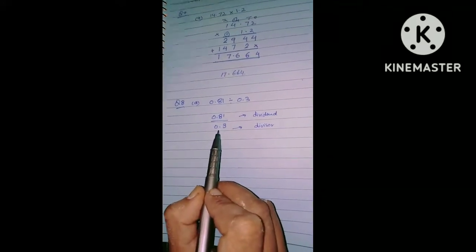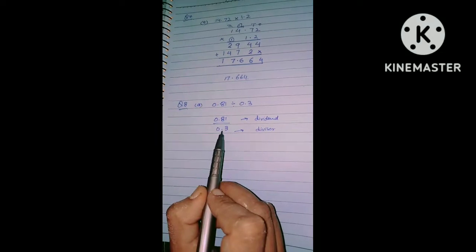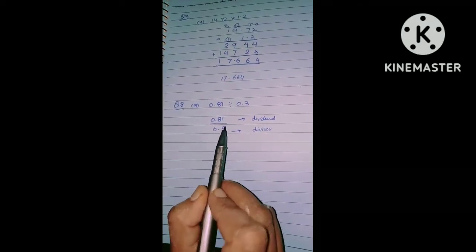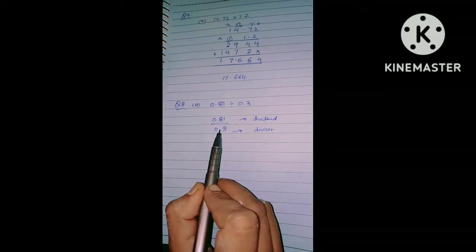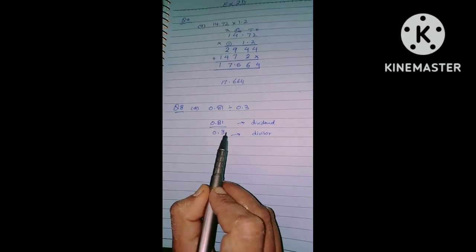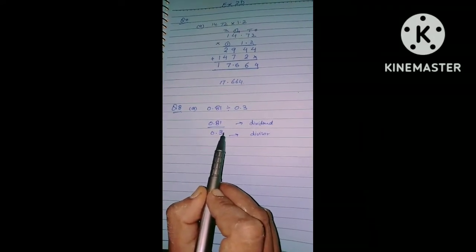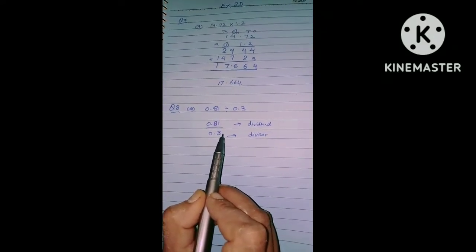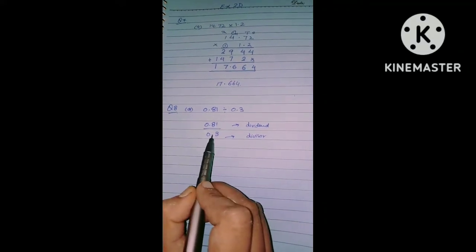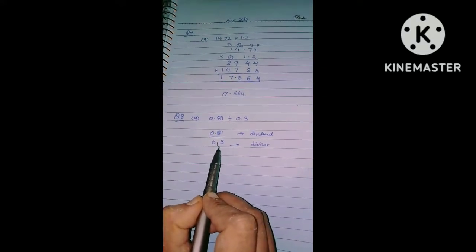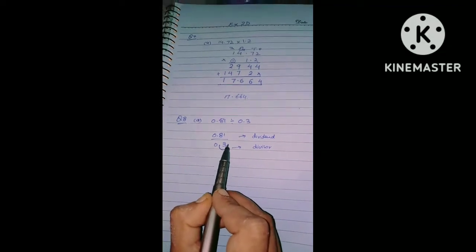You can make the divisor a whole number by moving the decimal to the right hand side. As you can see, if I move the decimal here, it will become a whole number because there is no value of decimal at the end of the number. So I'm just going to move the decimal here at the end of the number so that I can make it a whole number.